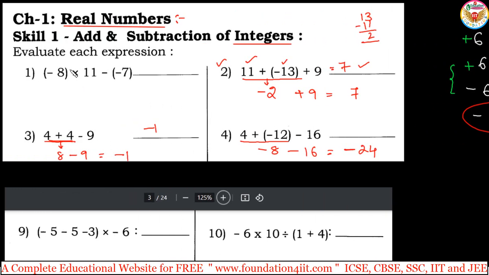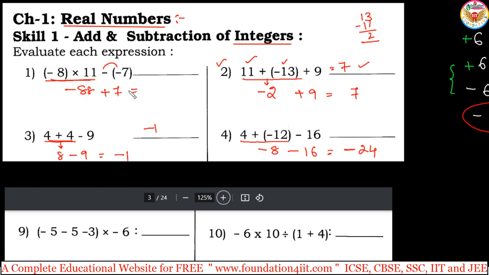And in this combination, if it is asking, we should do multiplication first as per the rule. That will come, I'll show in the next pages. Minus 8 times 11 is minus 88. Now minus into minus is plus here. You studied in previous classes.